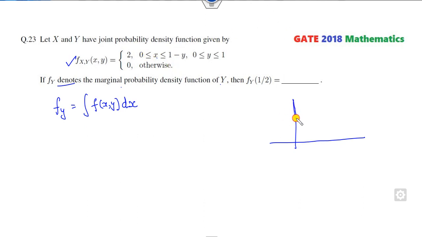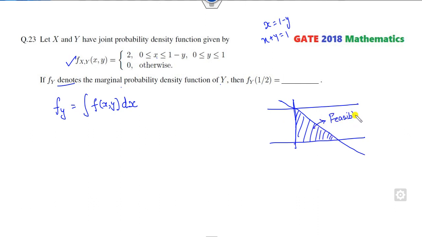This is x is 0. x is 1 minus y, meaning x plus y is equal to 1. This is the line x plus y is equal to 1. y is equal to 0, y is equal to 1. So which portion is it? This is my shaded portion. Fine, this is my feasible region. Now in this feasible region you have to find the limits of x. You can take the horizontal strip. This is 0, and this is the line x plus y is equal to 1.